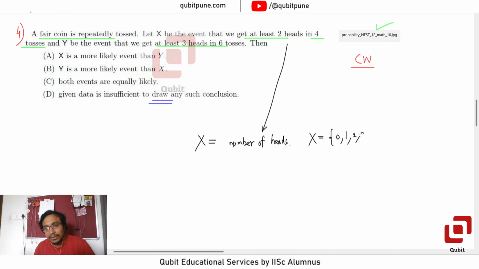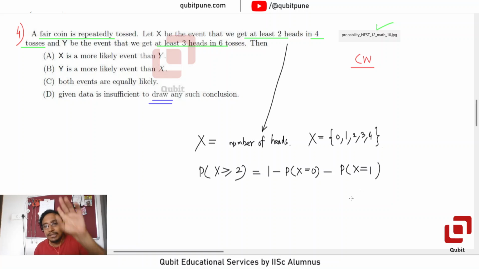Number of heads. So what is the range of this? 0, 1, 2, 3, 4. Now we want at least 2 heads, so 2, 3, 4. So we can say the probability that x is greater than or equal to 2 will be 1 minus probability that x is 0 minus probability that x is 1. Please raise your hands if you understand this. Okay. Others, did you understand that?